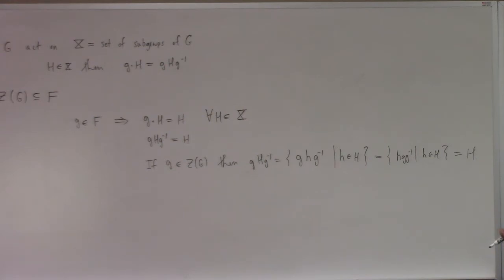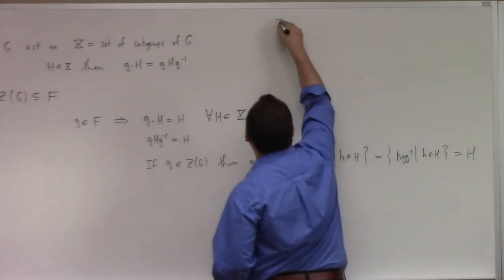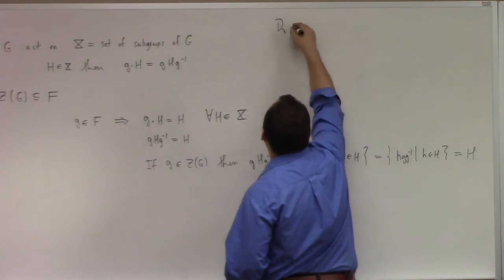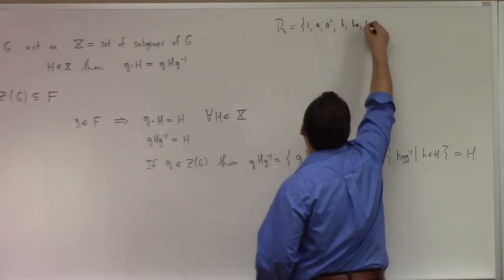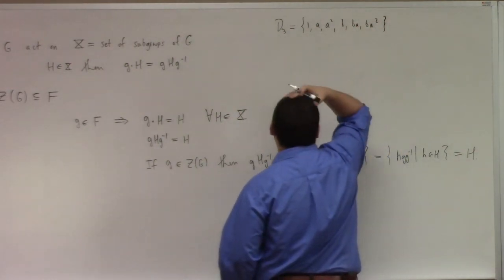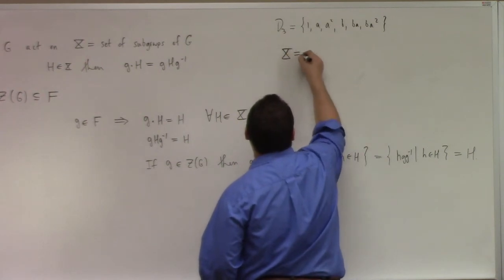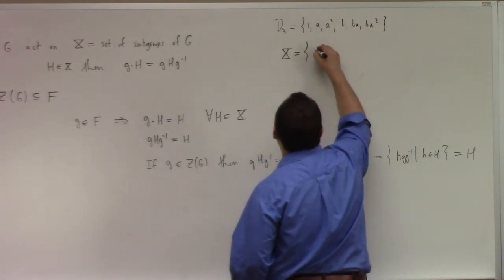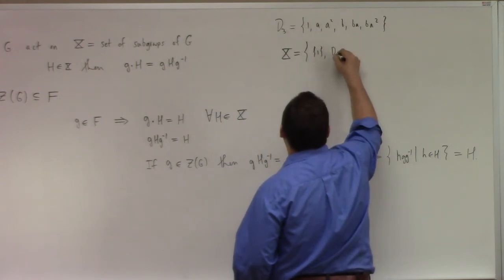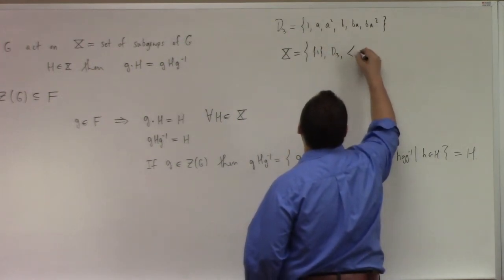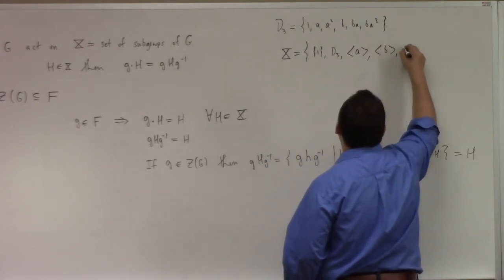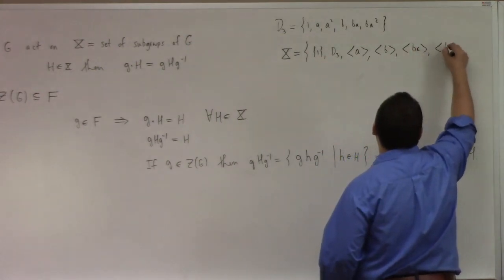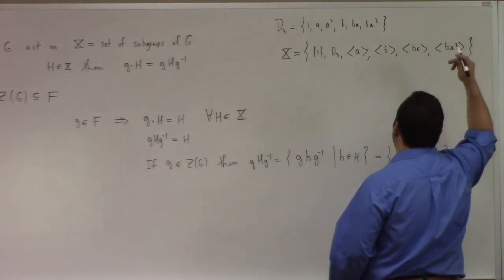Have you tried D3? Thought about it, but I hadn't actually. Let's try D3. That's the easiest thing to do. And what are our subgroups? Of course, you've got 1. You got D3. You got the one with A in it. You got your B. You got your BA. You got your BA squared. I think that's it.